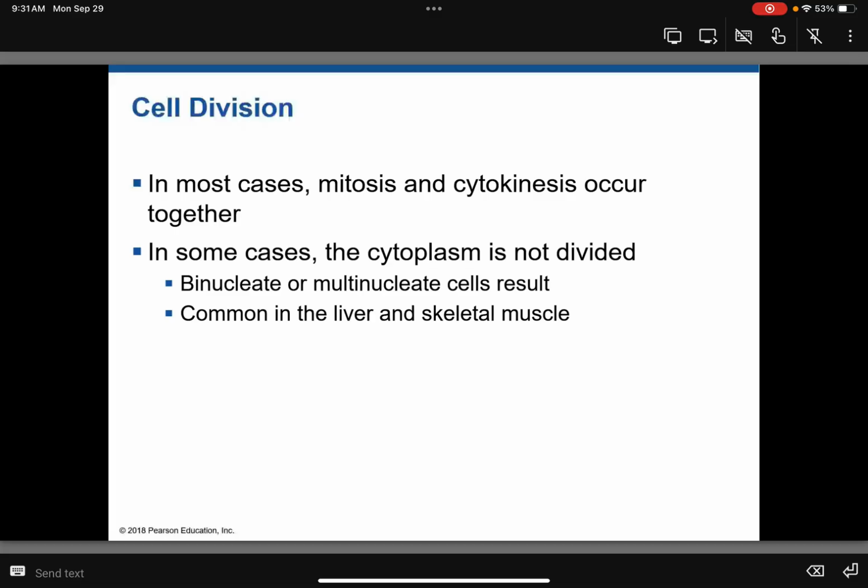Usually, most of the time, mitosis and cytokinesis will both occur together. So if mitosis is happening, cytokinesis is going to also happen. However, sometimes that is not the case. Then you get binucleate or multinucleate cells. And this can happen and is normal for cells that make up the liver and also our skeletal muscles.